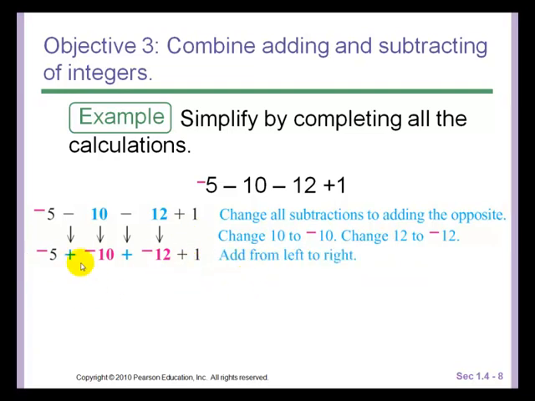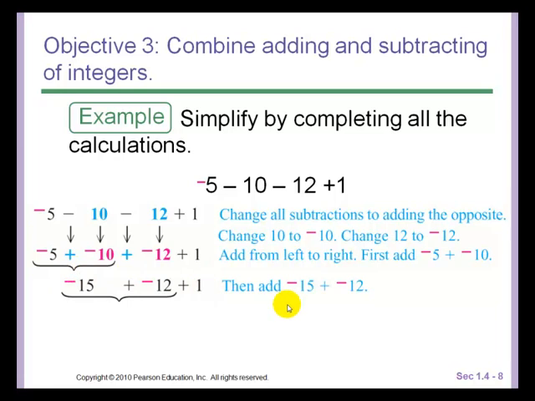Now we're going to add from left to right. It is true that now that everything is addition, you could group these however you want, but when in doubt, when everything is addition or subtraction or multiplication or division, it's best to go from left to right. So we are going to first add -5 plus -10 and get -15. Notice I just copy everything else down. Then we're going to add -15 plus -12. Get -27. Again, I'm copying that +1 down. And finally, we're going to add -27 plus 1 and get -26.